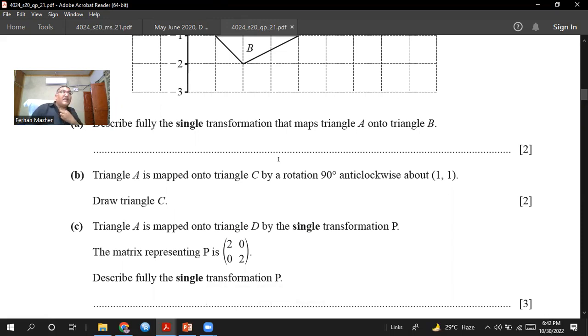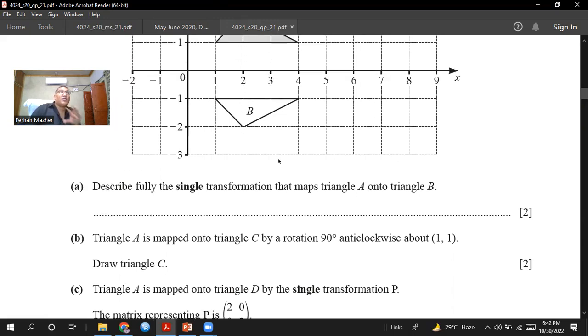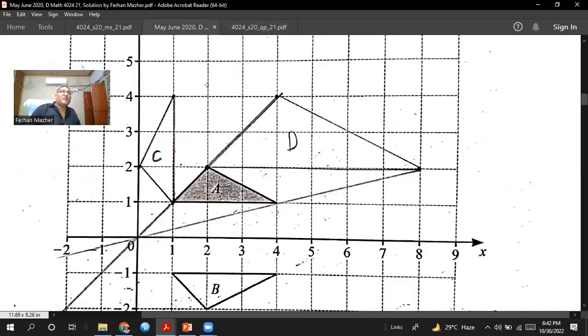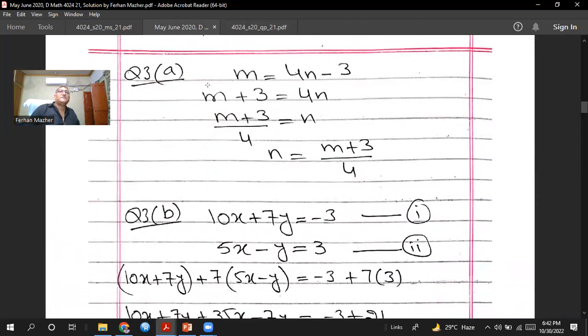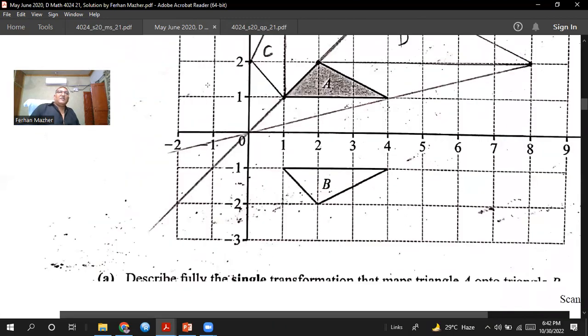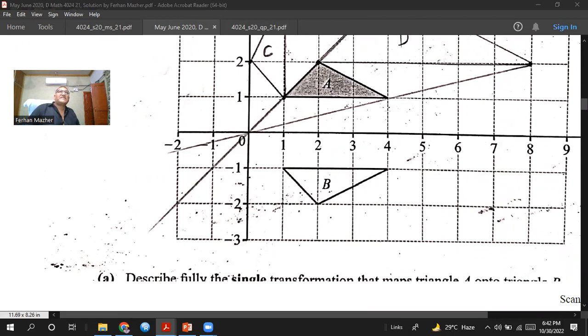I will plot them on the grid, and from there I will get an idea of what this matrix represents. So you see, I can take the points (1,1), then the next point is (2,2), and the third point is (4,1). These are the coordinates of the object. I will represent them in the form of a matrix, and from there I will multiply them, and decide what the coordinates of the image are.